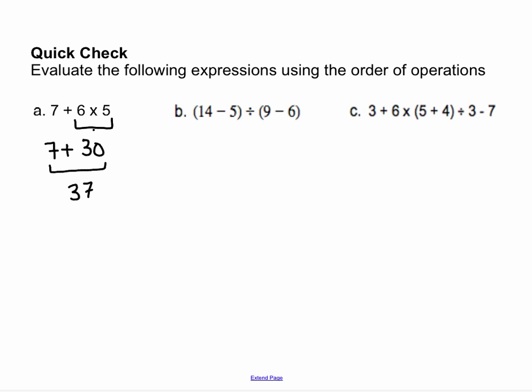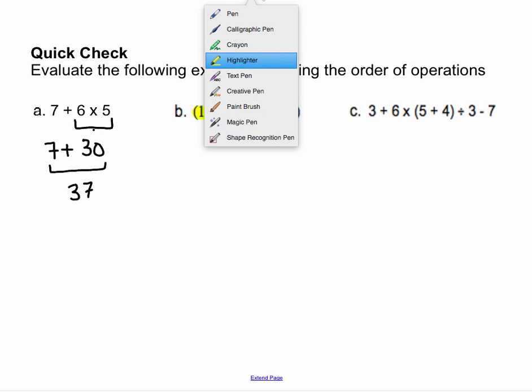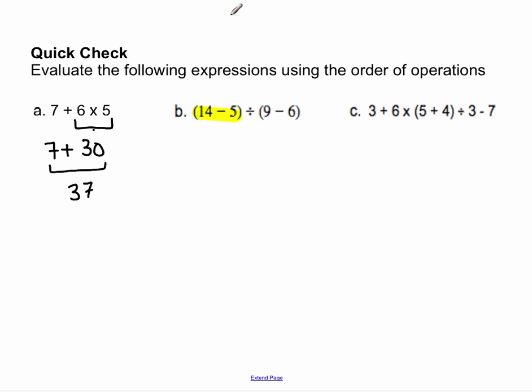Now some students, typically girls, like highlighters. If you like a highlighter, the only thing is that if you do a step wrong, you're going to have to rewrite the expression because you can't erase a highlighter where you can erase a pencil. So we have to do brackets before we do subtraction and division. So we're going to go 14 minus 5, which is 9. And then everything that's not highlighted gets dropped.